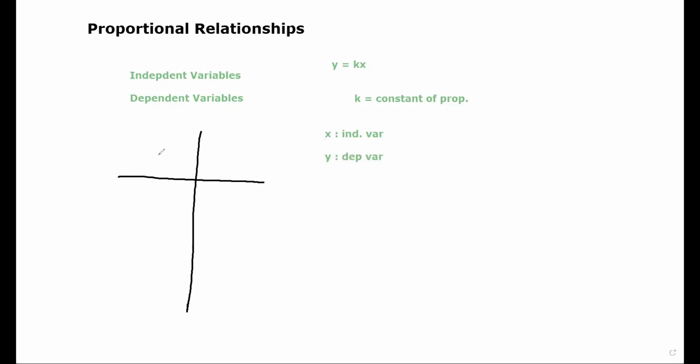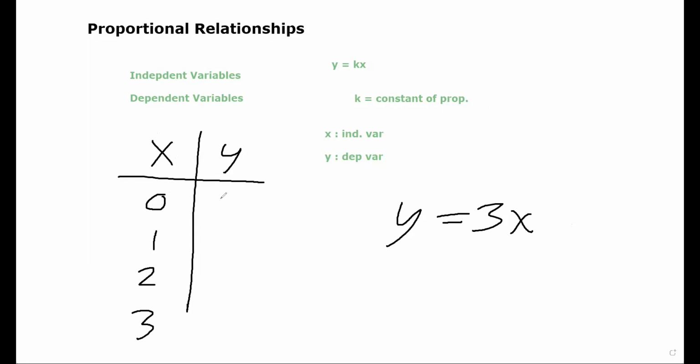If you made a table, and let's say k was 3. Let's say this said y equals 3x. Well, I can plug in anything I want for x. I can plug in a 0. I could plug in a 1. I could plug in a 2. I could plug in a 3. y's outcome will depend on what x is.